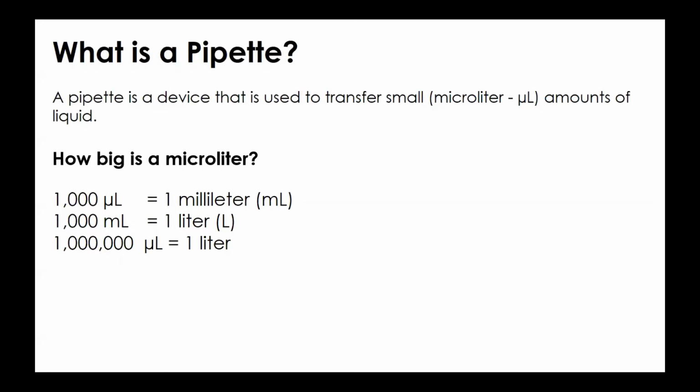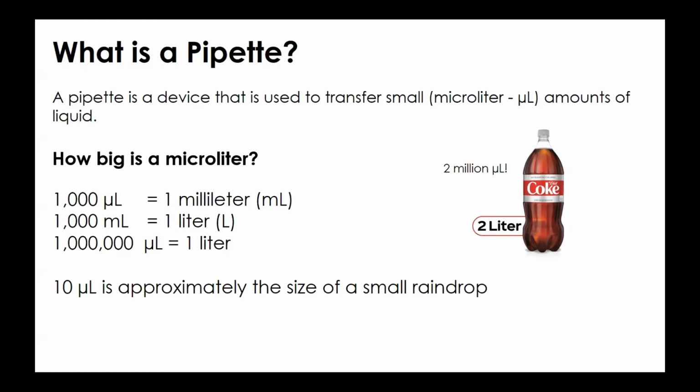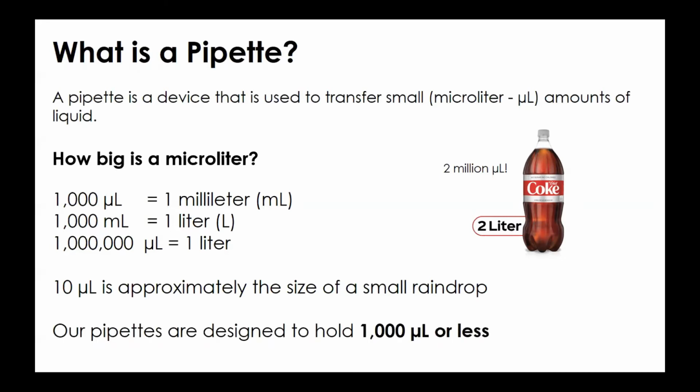So let's make this a little bit more visual. You have a 2-liter Diet Coke, that's 2 million microliters. Additionally, 10 microliters is approximately the size of a small raindrop, not the huge ones that we get here during hurricane season in Louisiana. And our pipettes in our classroom are designed to hold 1,000 microliters or less. So this would be the equivalent of 1 milliliter of liquid.